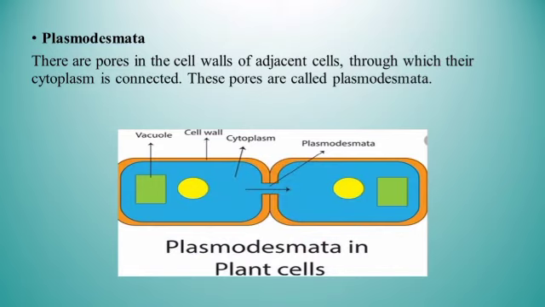Plasmodesmata. There are pores in the cell wall of adjacent cells. दो सेल्स की जहाँ पे सेल वॉल्स कंबाइन होती हैं वहाँ पे पोर्स होते हैं, उन पोर्स के ज़रिए उनके साइटोप्लाज्म्स कनेक्टेड होते हैं. These pores are called plasmodesmata. As you can see in the picture कि दो सेल्स हैं, उनकी सेल वॉल्स ज्वाइंट हैं और उनके in between there is a pore that is plasmodesmata, responsible for cell to cell communication.